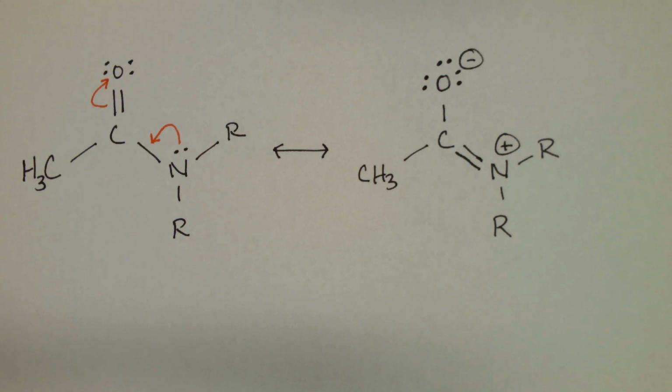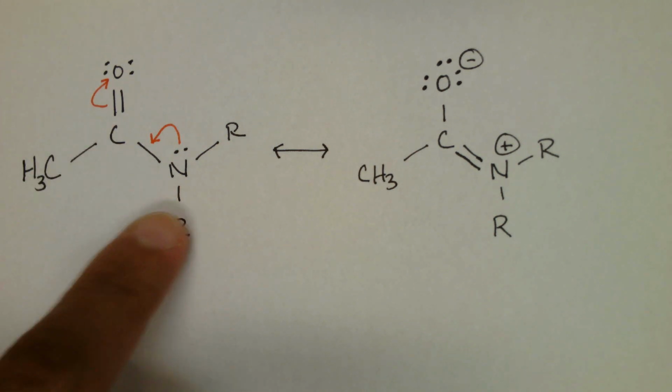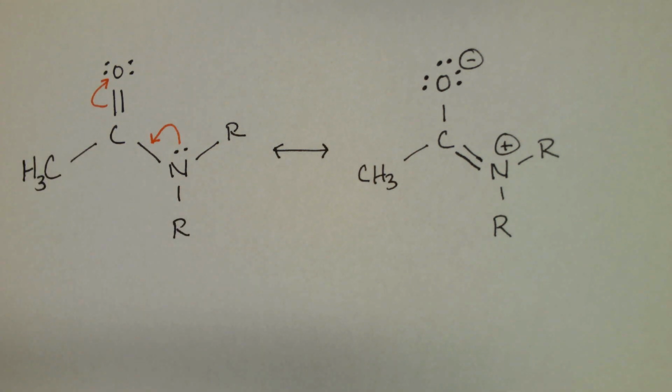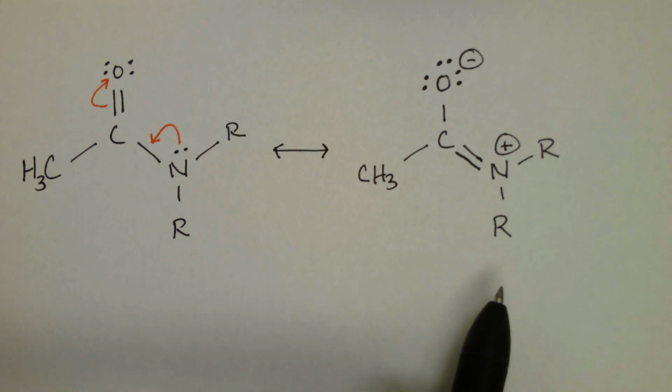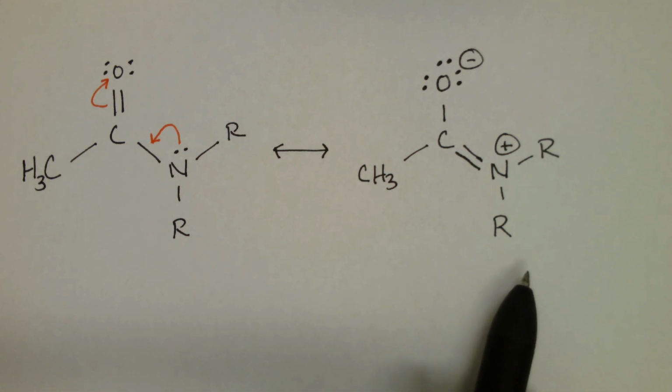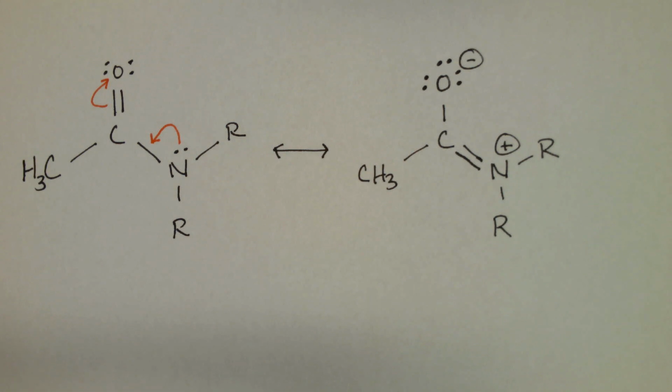As you can imagine, the resonance structure that has fewer formal charges, in this case the first structure has 0 formal charge all the way around, would be the most stable. So while there are resonance structures that can be drawn, they're not equal. The first one would be the major contributor to the resonance hybrid.